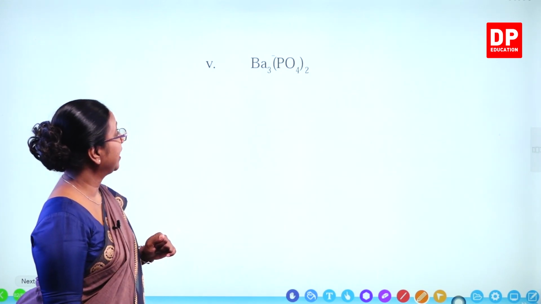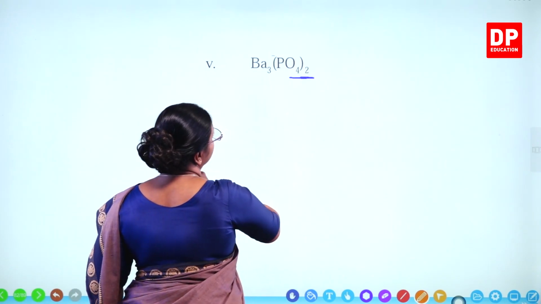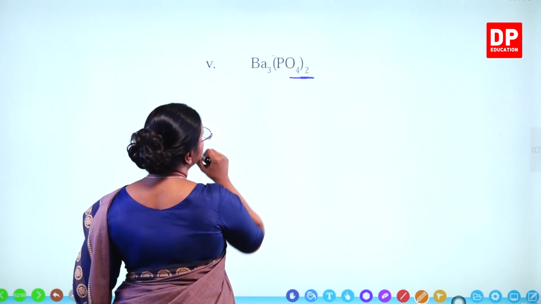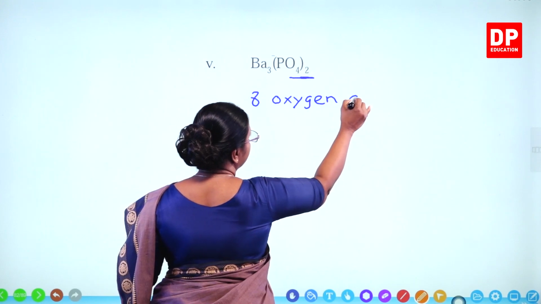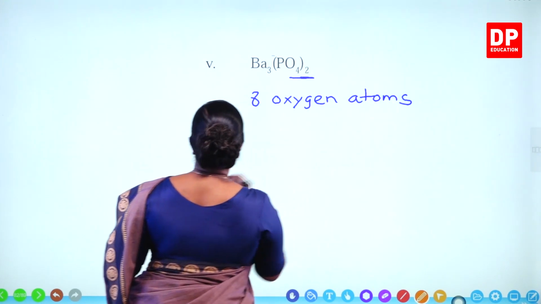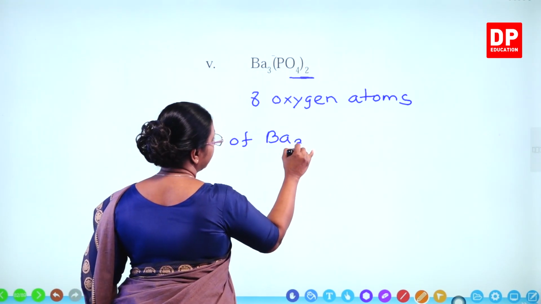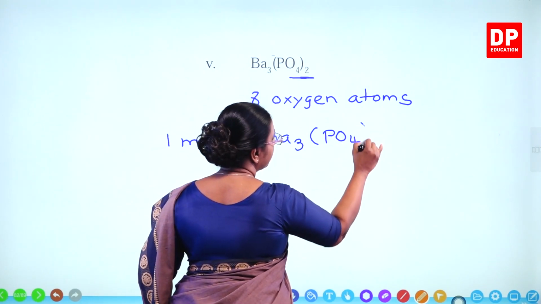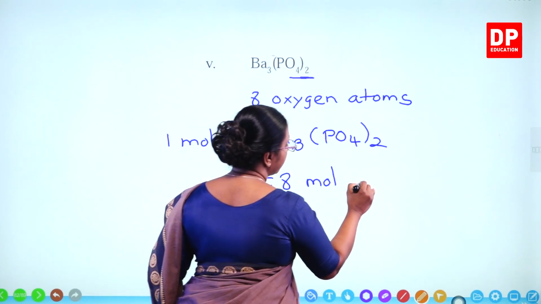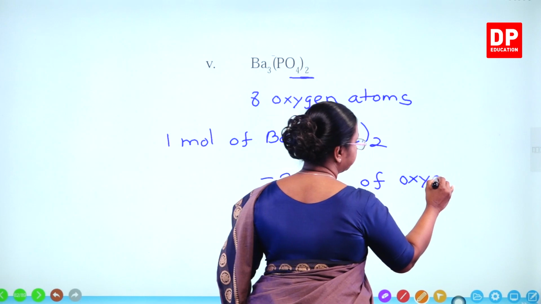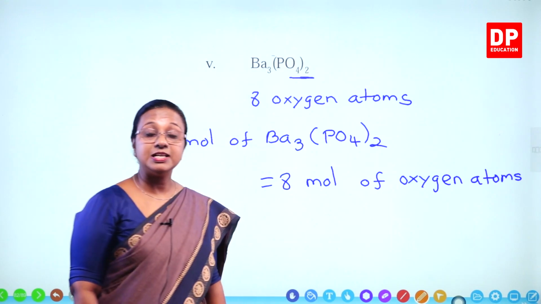Then barium phosphate, Ba3PO4 twice. Here you have to look at these 2. O4 twice. So how many oxygen atoms? 8 oxygen atoms. So in 1 mole of barium phosphate, Ba3PO4 twice, there are 8 moles of oxygen atom. Is it clear to you now?